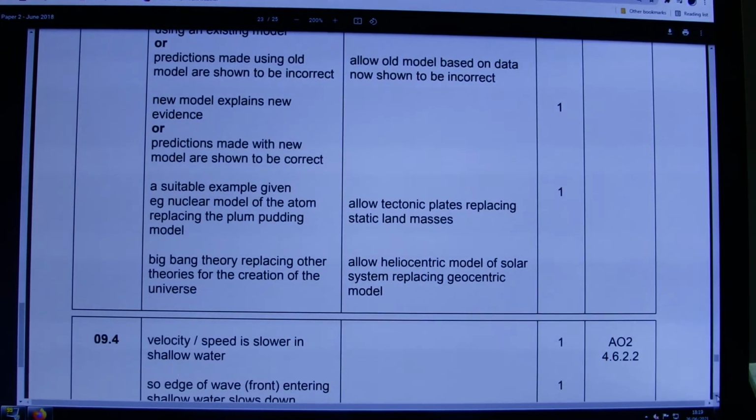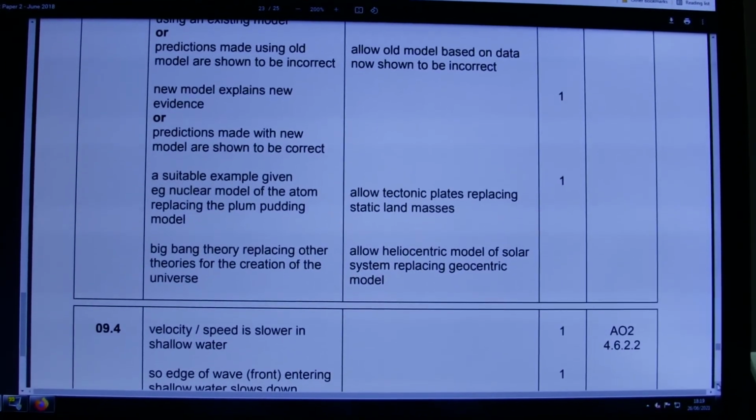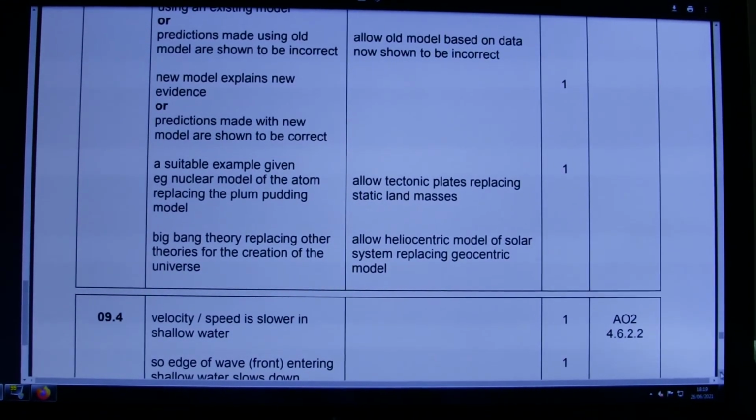Nothing about Einsteinian field equations? Maybe GCSE Physics students have never heard of them. Big Bang Theory replacing other theories for the creation of the universe. Allow heliocentric model of solar system replacing geocentric model. Oh yeah. Yeah, there just had to be something in here that would annoy flat earthers, didn't there?